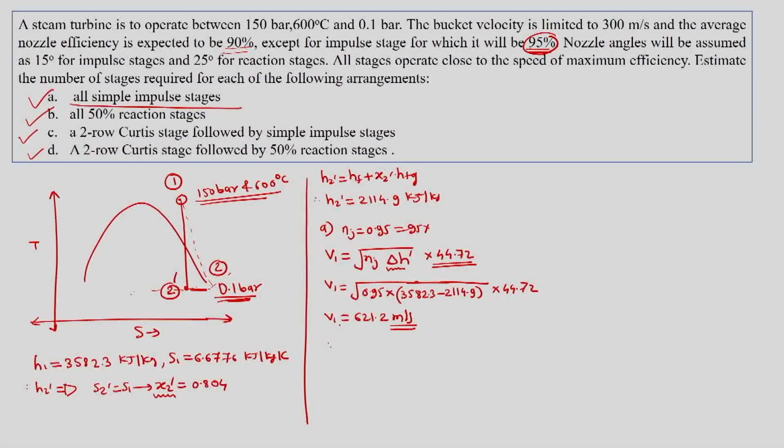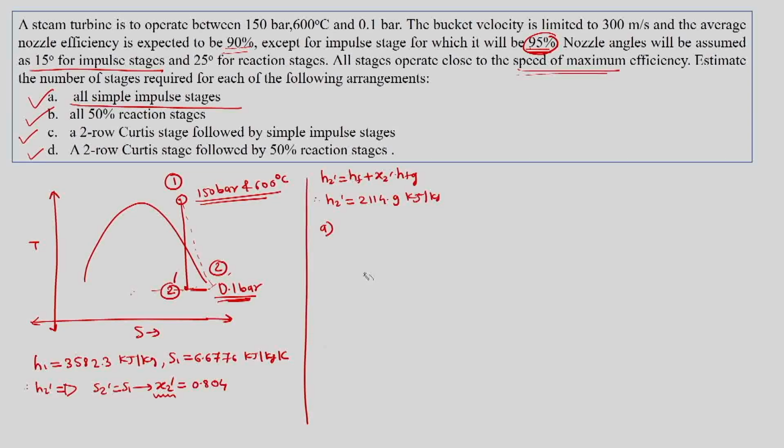But we are told that all the stages work close to optimum. So we have Vb upon V1 in case of impulse turbine as cos alpha by 2. So which is equal to cos of 15, since it is given 15 degree for impulse stages, cos of 15 divided by 2, and then this gives us Vb.